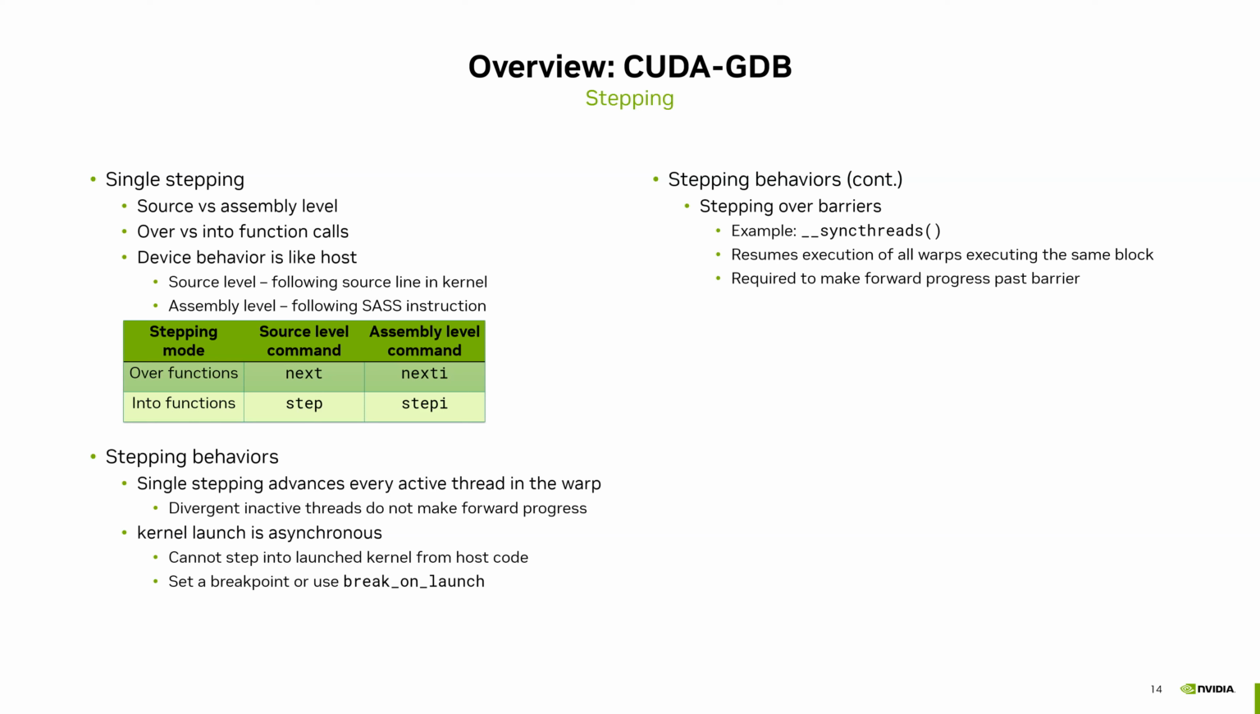Let's talk about some stepping behaviors. When you single step on the device side, you're going to advance every active thread in the warp. Divergent inactive threads are not going to make forward progress, but you're not just stepping the thread that you're focused on. You're stepping every thread that belongs to that warp. Kernel launches are asynchronous, so you cannot step into a kernel launch from host code.